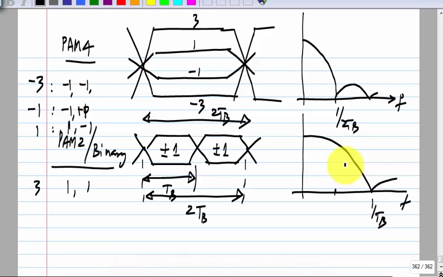So that's a great advantage, right? Because the attenuation of a transmission line goes up drastically with frequency. So having half the signal bandwidth is a great advantage. Okay. What's the disadvantage?